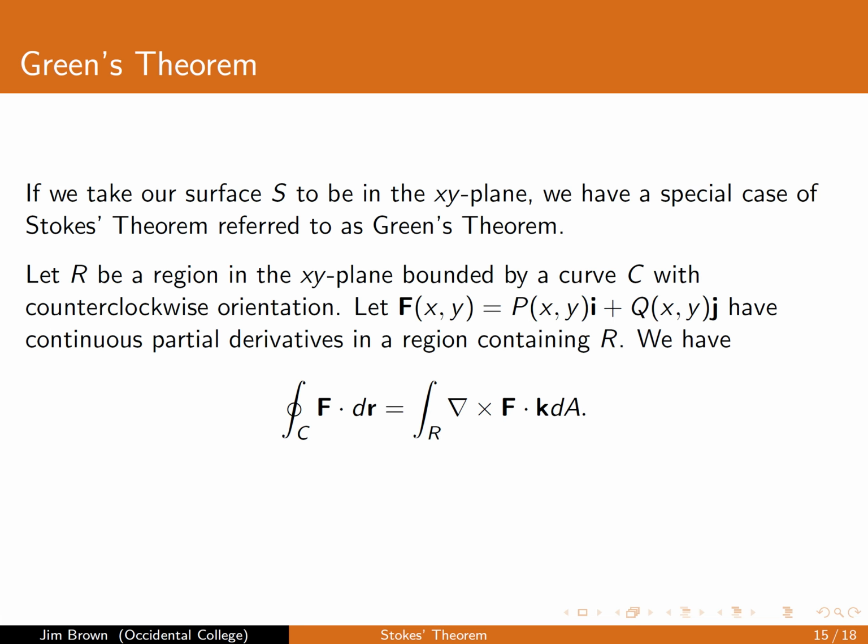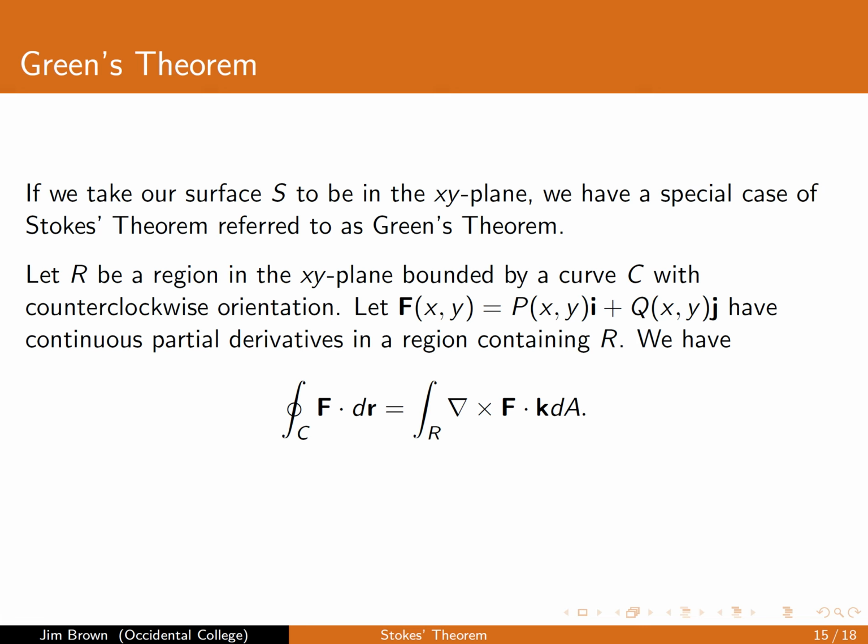So in this case, since our surface is just in the xy plane, we'll let it be a region R, like when we were doing double integrals. And let's say it's bounded by a curve C. Let's force our C to have counterclockwise orientation. If we want to change the orientation, it'll just insert a negative sign, so we can deal with that if it comes up. Let's let the vector field f just be in the xy plane, so I just have P and Q here for my coefficients. And again, we want them to have continuous partial derivatives in some region containing R.